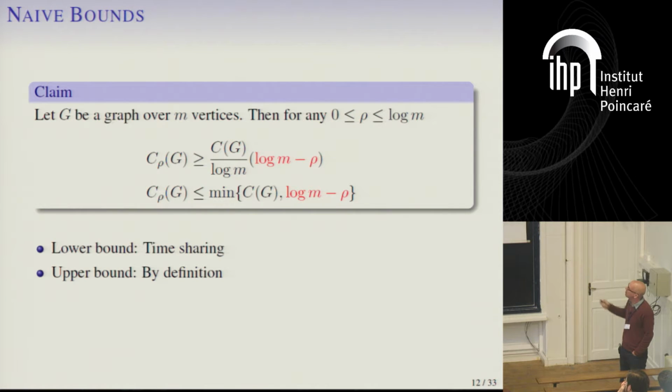Before that, let me just mention some naive bounds, some simple bounds that we can get for the C rho of G. One of them is a lower bound that is simply a time-sharing bound between two point-to-point strategies. So for rho equals 0, we just get the regular capacity of the graph. And for rho equals log m, we just get 0. So we have the straight line bound that we can always achieve. And this upper bound is also trivial. The rho capacity can never be larger than C of G. And also rho capacity plus rho can never be larger than log m. This is a sum rate constraint. We cannot convey more than log m bits to both receivers. And I've highlighted log m minus rho here because it's going to appear in other bounds as well.